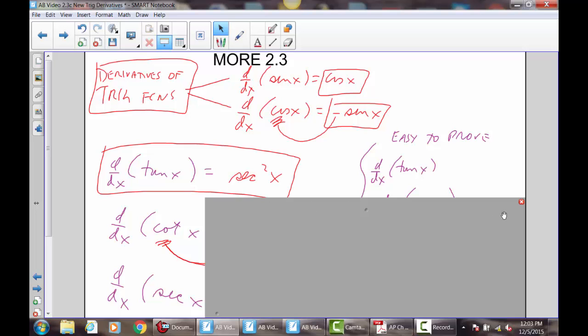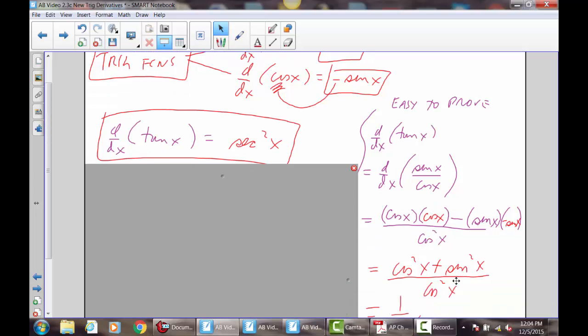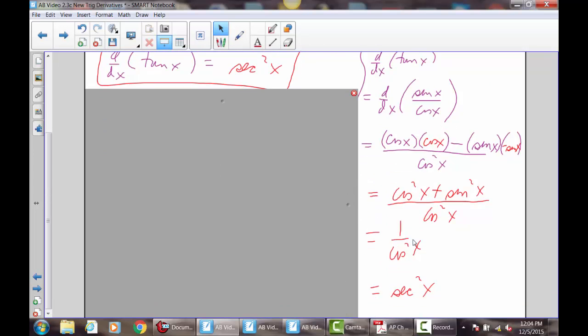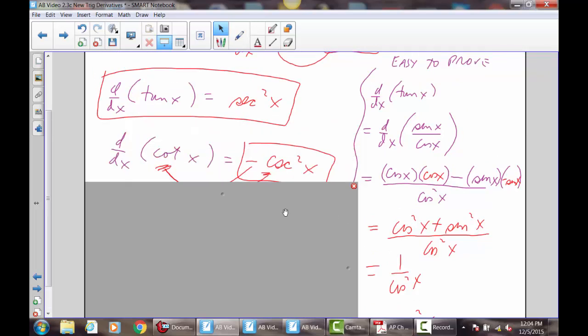Now you can reproduce these if you forget them, because you know that the tangent of x is the same thing as the sine of x over the cosine of x, and therefore we now have a quotient rule. So if you follow it through, square the denominator, etc., you will see that you get cos squared plus sine squared over cos squared, which of course is 1 over cosine squared, since cos squared plus sine squared is 1, and another name for that is secant squared x. You could do the same with cotan. You'll end up with negative cosecant squared x.